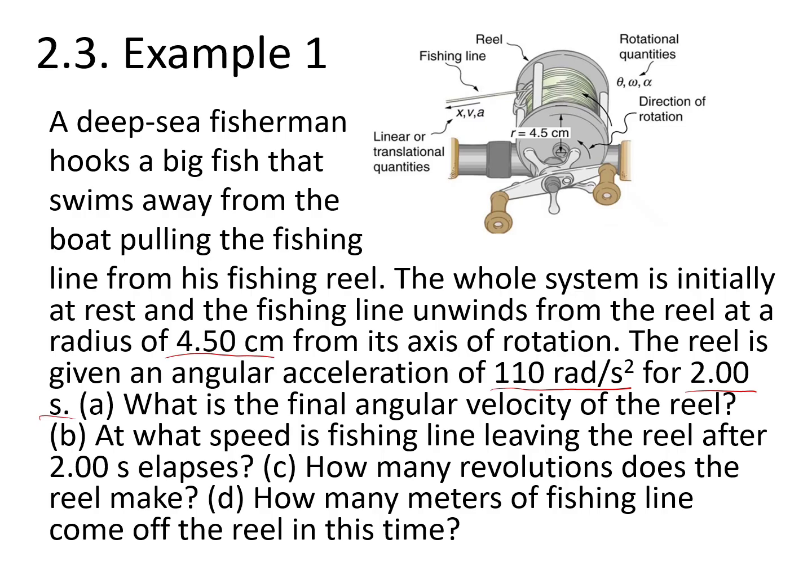This problem connects rotational and linear quantities. The reel's angular motion tells us how fast the line moves and how much line unwinds. Before solving, notice two important setup details. Starting from rest means the initial angular velocity is 0. Also, the radius must be converted from centimeters to meters. So 4.5 centimeters becomes 0.045 meters. Now let us solve each part step by step.